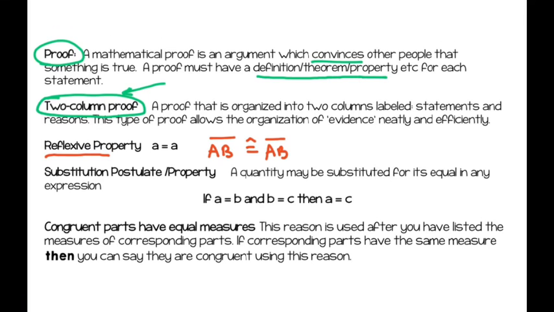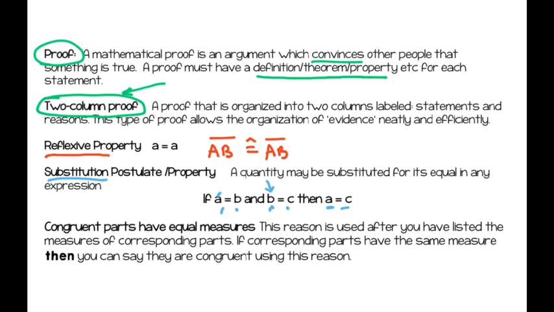The next property is called the substitution postulate or substitution property, and you've actually been using this for a very long time. It just says that a quantity can be substituted for its equal in any expression. We've used this before when we solve systems of equations. You use it every time you substitute a number in to see if an equation is true. It says if A is equal to B and B is equal to C, then A can be substituted in for B because it's the same thing, and then you get A is equal to C. It's just saying that one thing can be substituted in for another.